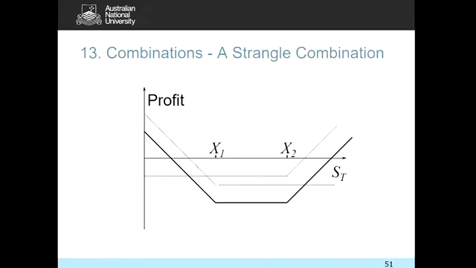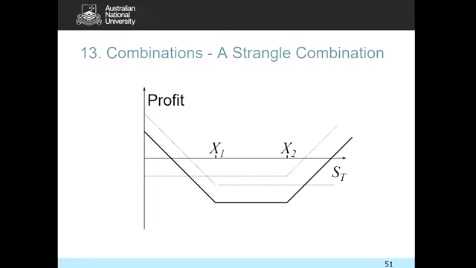And finally, we have a strangle. So this time you buy a put option with a low strike price and a call option with a high strike price. So you're buying a cheap put option and a cheap call option. The put option has a low exercise price, so it's cheap. The call option has a high exercise price, so it's cheap as well.